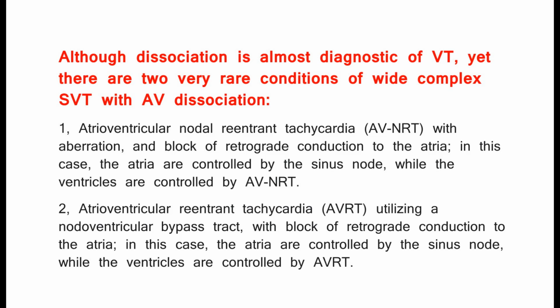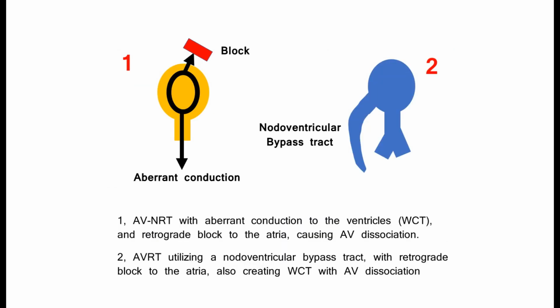2. Atrioventricular reentrant tachycardia, AVRT, utilizing a nodoventricular bypass tract, with block of retrograde conduction to the atria. In this case, the atria are controlled by the sinus node, while the ventricles are controlled by AVRT. In this schematic, 1.